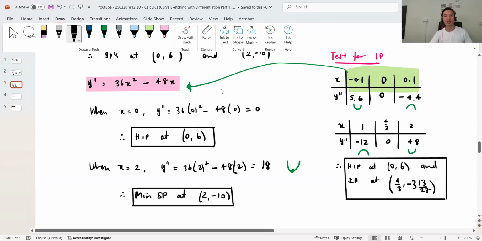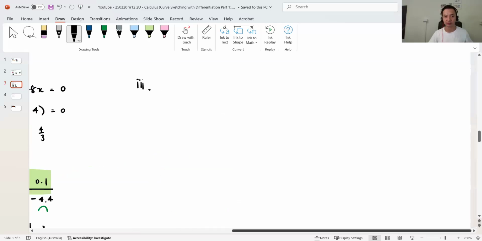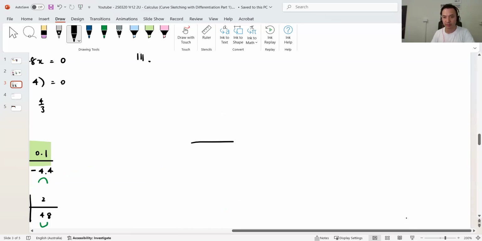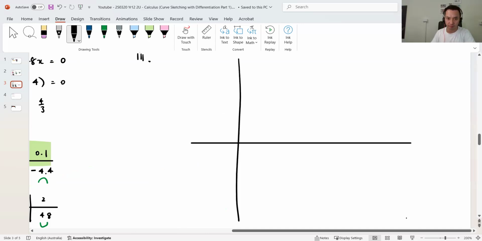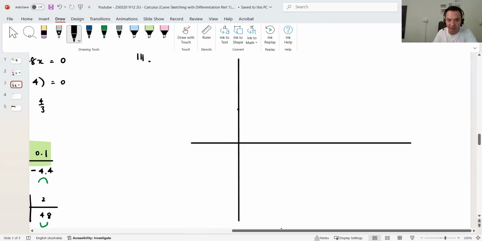Yeah, cool. And now I sketch, right? So when I'm sketching, let's come over here and give myself a bigish space. Now, y can be negative, right? Okay, what do I know? Stationary 0, 6, and 2, negative 10. So at 0, 6, I have a horizontal inflection point, and 2, negative 10 is somewhere down here, right?